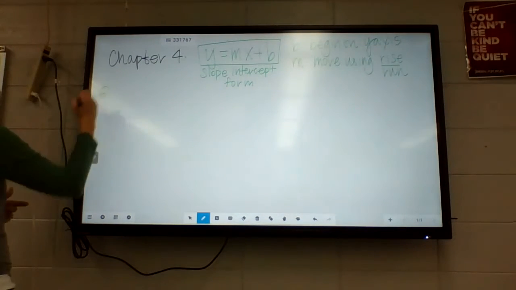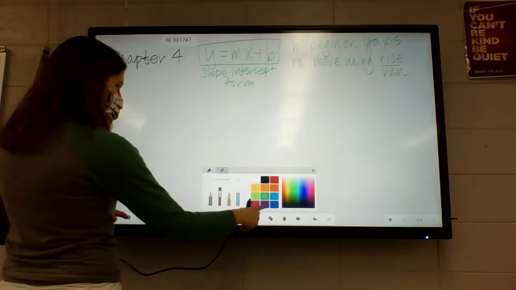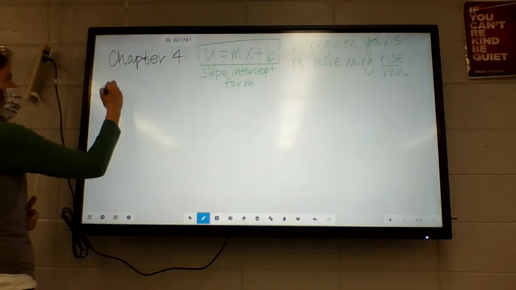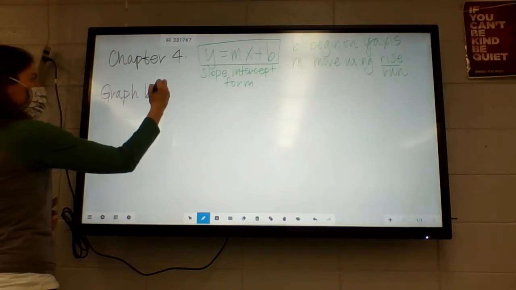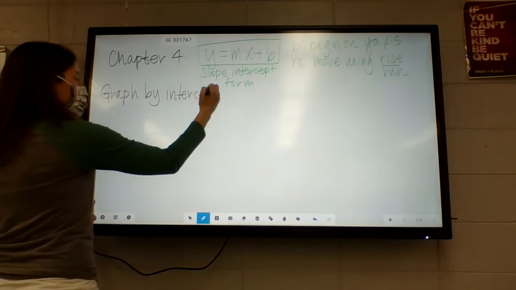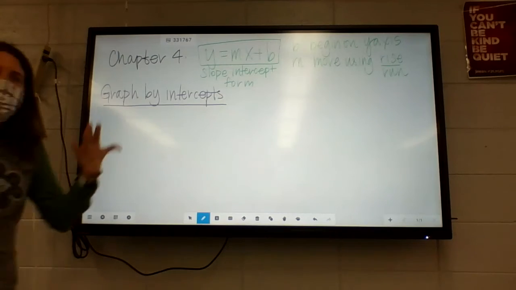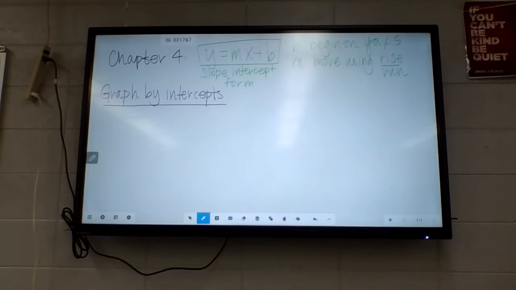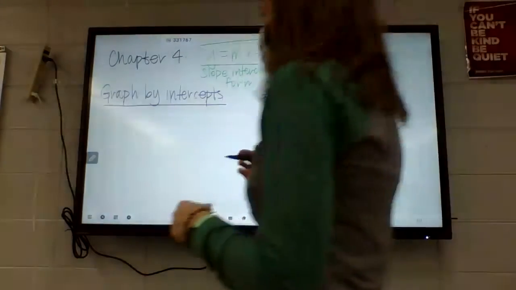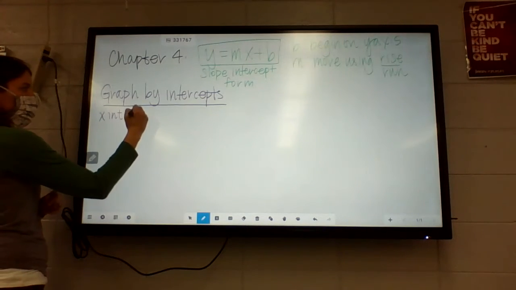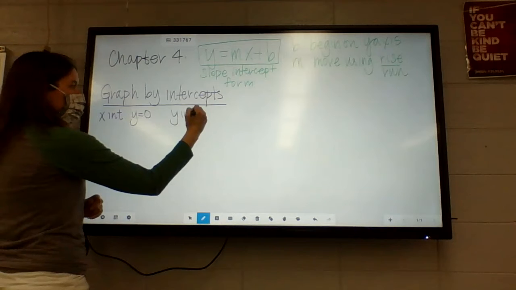So graphing by intercepts. You'll have to do this at least once on the exam. Graphing by intercepts is something that, like I said, we didn't do really great on. It was definitely one that we struggled with a little bit more. If you recall, the x-intercept is where y equals 0. And then the y-intercept is where x equals 0.